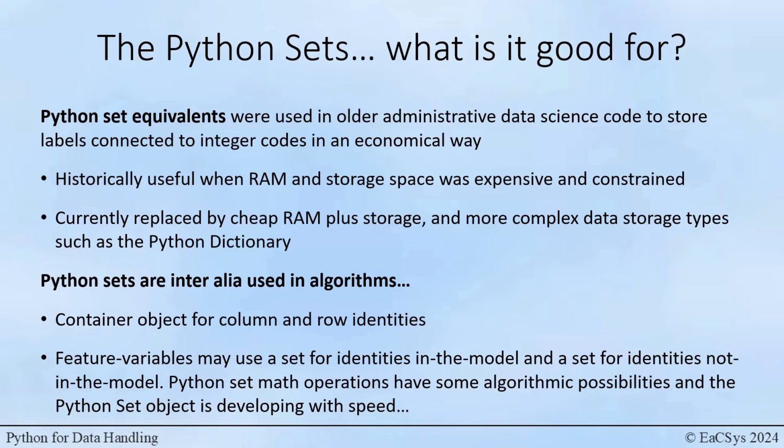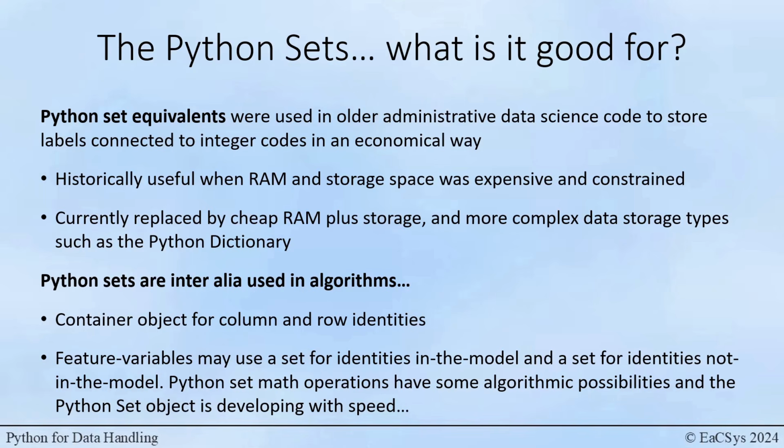Python sets are used in some data science and machine learning algorithms where sets may be used as containers for column or row identities. So you can have sets which are unprocessed and sets or other storage abstractions which are processed. When an object has been processed, you move it from the unprocessed set into the processed set or other storage abstractions.